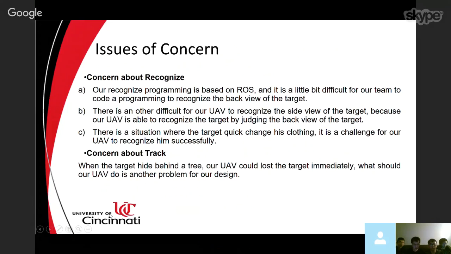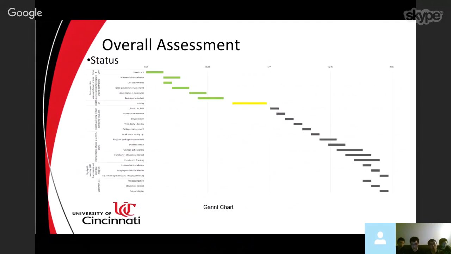Then I will introduce the status of our project. As we can see in this PowerPoint, the Gantt chart, this semester we finished the first and the second step of our plan, and we selected the Parrot AR Drone 2.0 for our UAV of our senior design, and we successfully achieved the basic flight programming in our computer and control our UAV's flight by programming those.